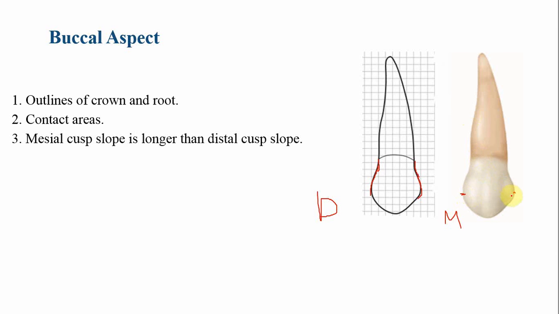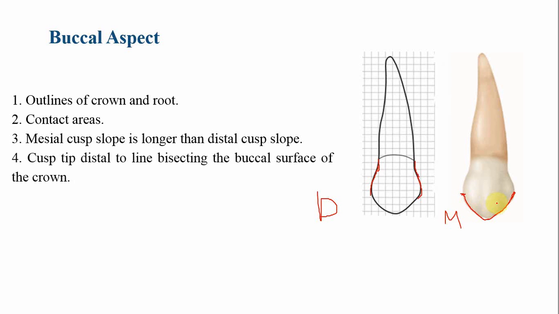Also, the maxillary first premolar, unlike the canine, is characterized by having a mesial slope which is longer and straight compared with the distal slope, which is more curved and shorter. Also, the tip of the buccal cusp is located slightly distal to the bisecting line of the buccal surface of the crown. So if we draw a line that bisects the crown from the buccal aspect, we can see that the cusp is located slightly distal to this line.